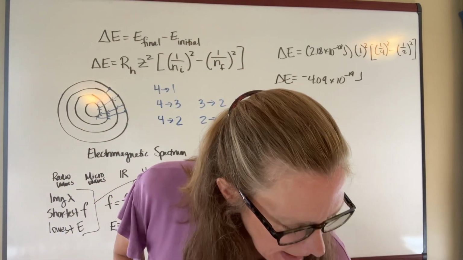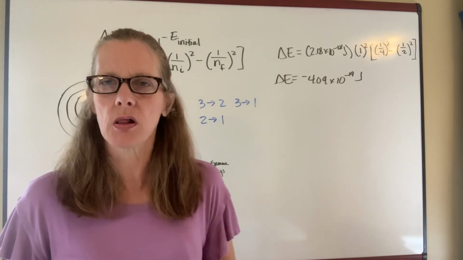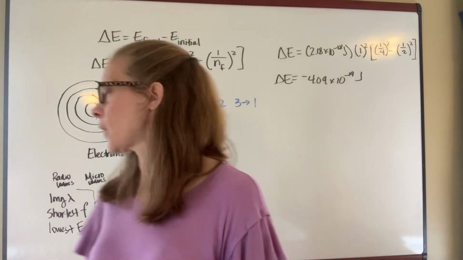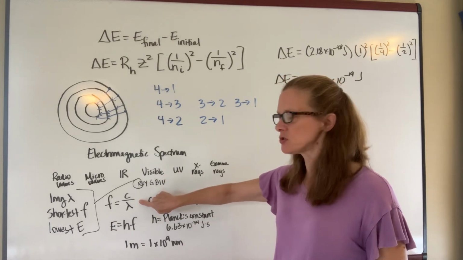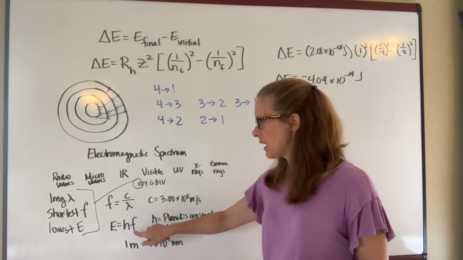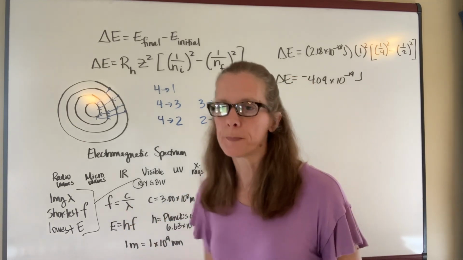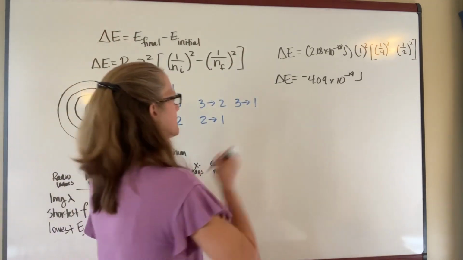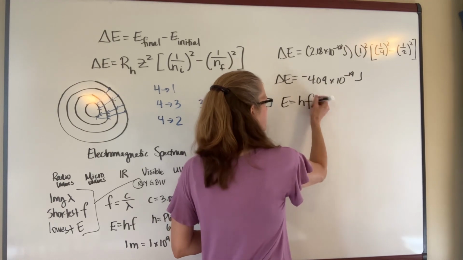However, the question is asking us what color of light was emitted. Well, in order to find what color of light, I have to know what wavelength it was. Well, in order to find the wavelength, I've got to be able to use this equation. I can't use this equation until I know frequency, and I'm going to find frequency by using this one because energy is actually what I know. So the next step then is to use E equals hf.